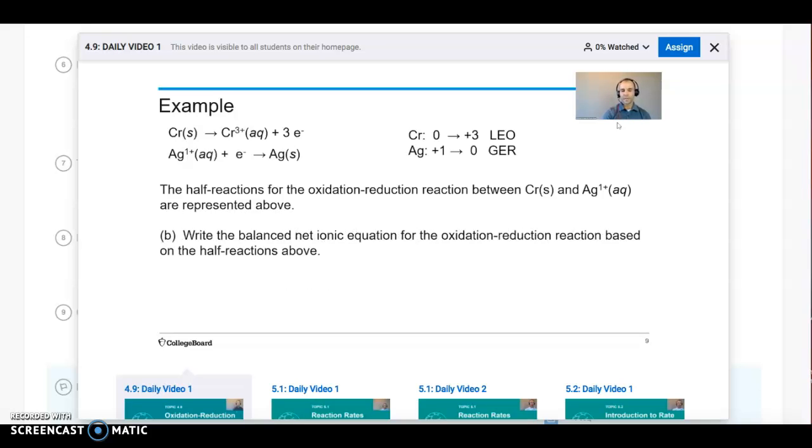Next, I'm going to write the balanced net ionic equation using those half reactions. Remember that the number of electrons lost and gained must equal one another. So I've got to multiply the oxidation half reaction by 1 and the reduction half reaction by 3, and then put those two half reactions together and see that my electrons cancel on both sides.